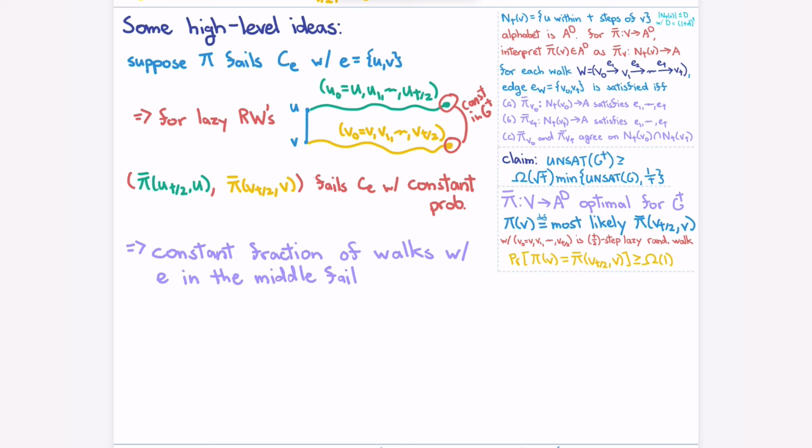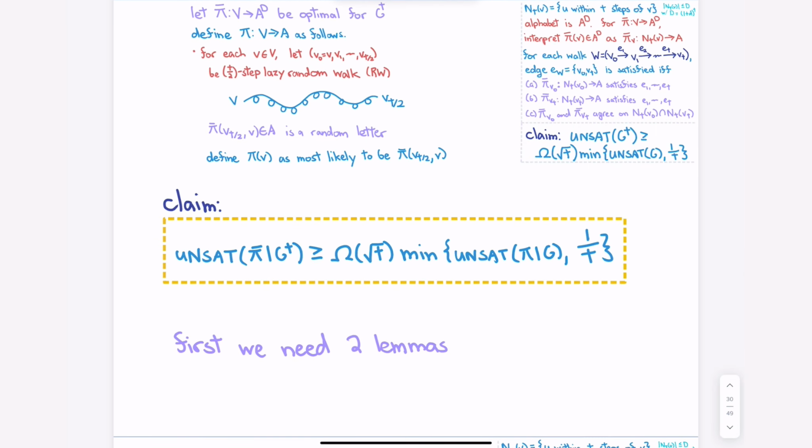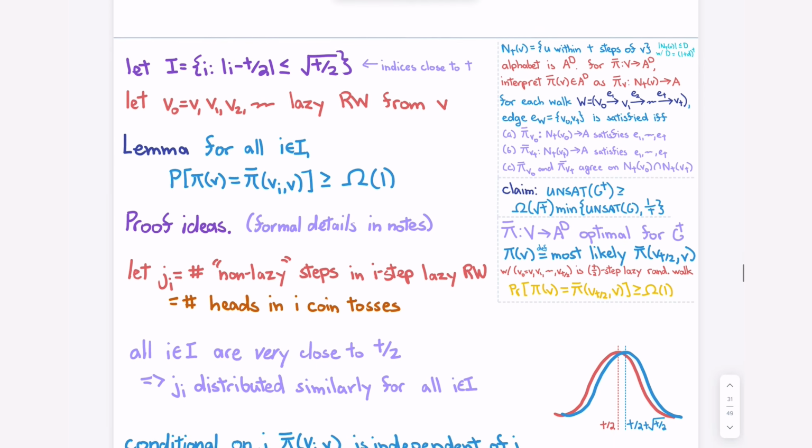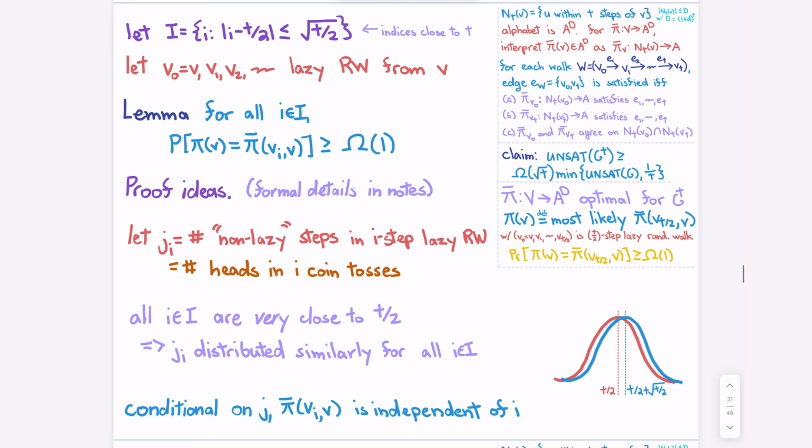Anything down here? No. Okay. Right. Okay. So we need two lemmas, I guess. I think I was supposed to erase some of this, but that's okay. All right. So let's start with the first line.